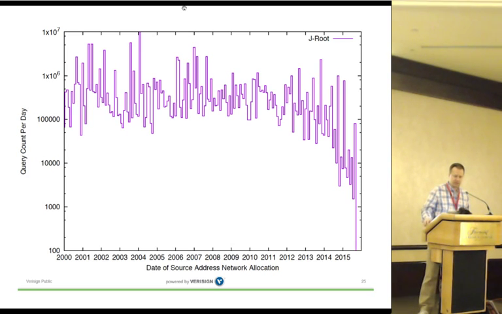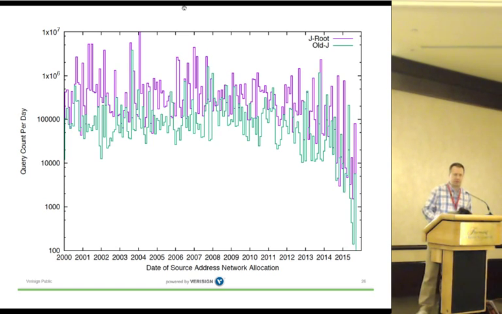This is actually the current J-Root data, not the old J-Root data. On the x-axis are years, and that year represents the year that IP network was allocated from an RIR. The y-axis is how many queries we got from that network, and this is for the old J-Root address. I was hoping we would see something that would maybe go like this, but we don't. We see queries to old J-Root even from IP address networks that have been very recently allocated, within the last couple of years.